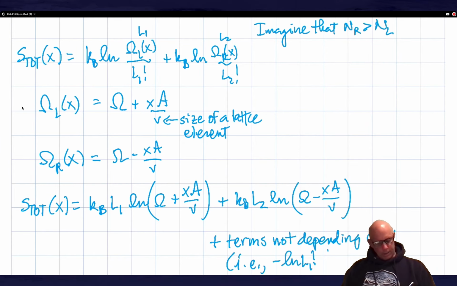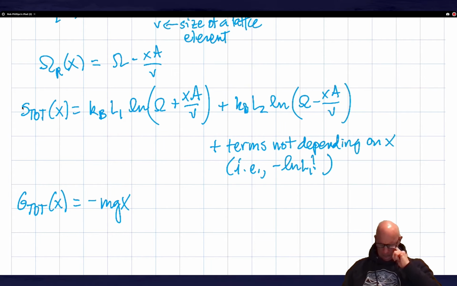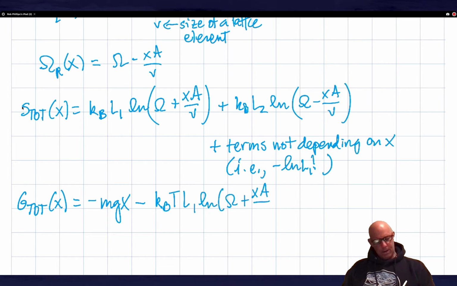I'm not going to include them, because the next step is that I have G tot of x equal to minus mgx, minus k_B T L1 log of omega plus xa over little v, minus k_B T L2 log of omega minus xa over little v.